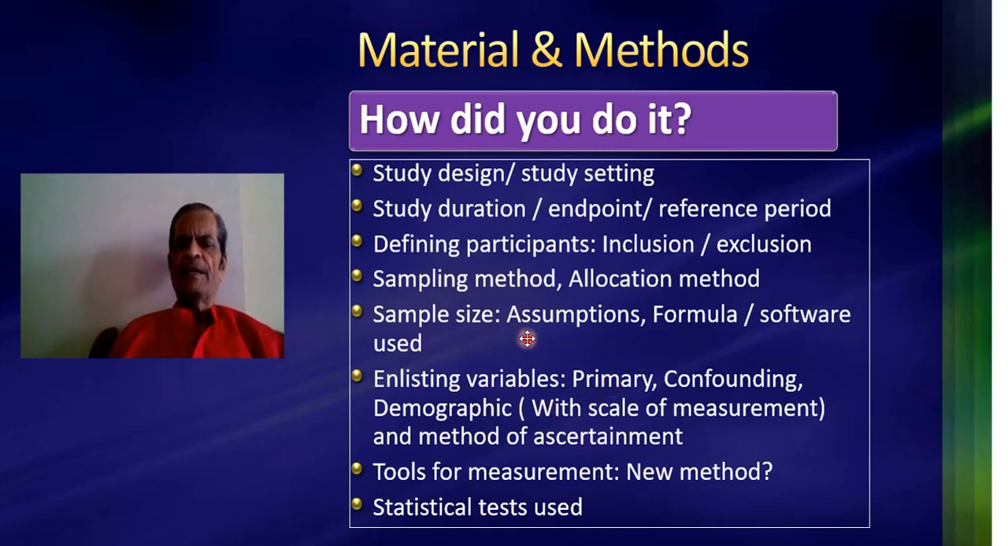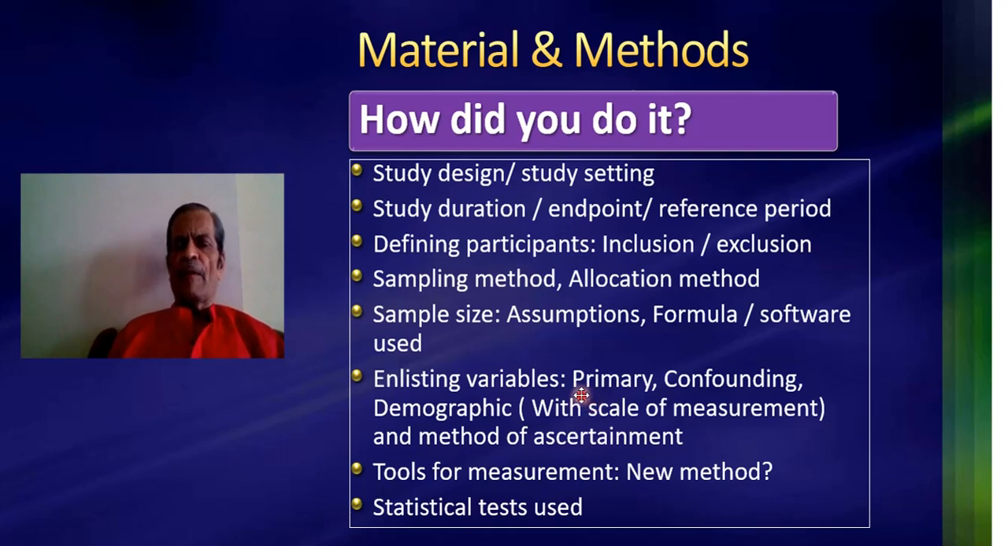So you must make a table wherein the list of the variables that are there in the study must be given. And for each variable, you must give the scale of measurement of the variable, whether it was a nominal scale variable, whether it was a ratio scale variable, or whether it was a variable measured on an ordinal scale, that must be mentioned.